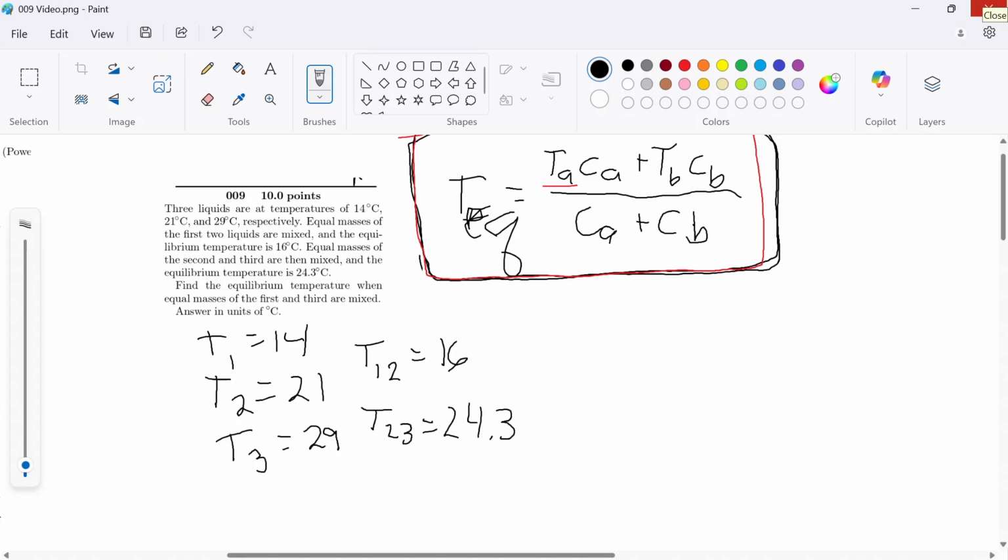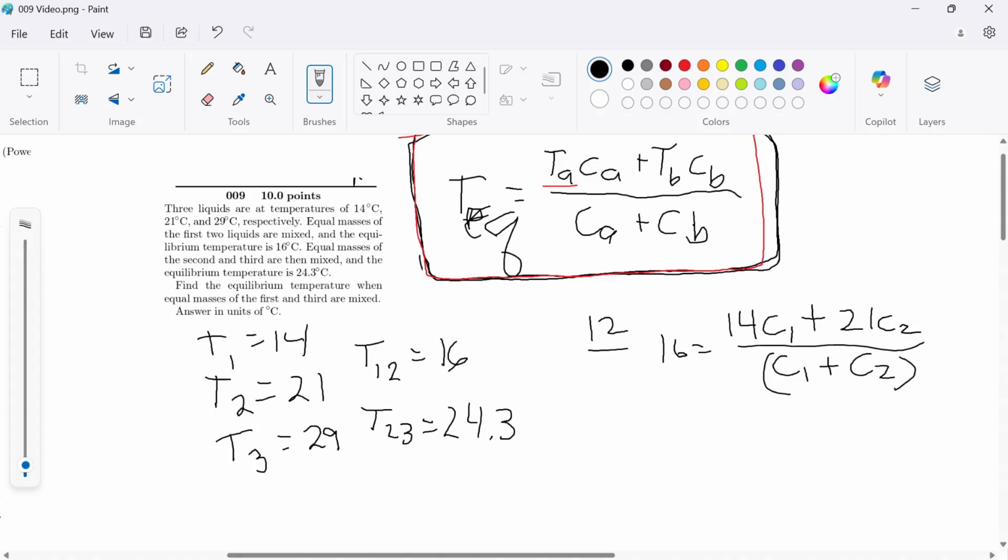All right, so I'm going to do the situation for 1 and 2. The equilibrium temperature for when liquid 1 and 2 are mixed is 16, equals the temperature of 1, which is 14, times the heat constant C1, plus the temperature of the second one, 21, times the heat constant of the second one, divided by C1 plus C2.